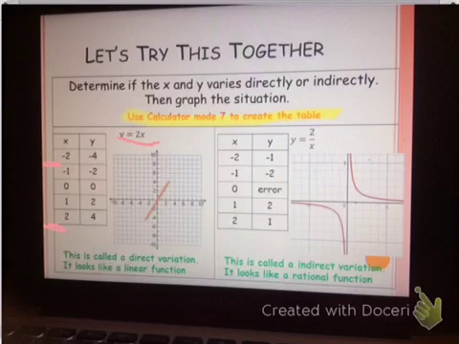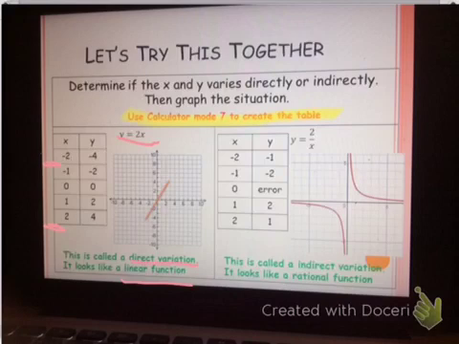Graph these points. And if you notice, this graph looks like a line. So a direct variation looks like a straight line, and a straight line is called a linear function. And if you look, as the x's get bigger, your y also gets bigger, or as your x's get smaller, your y's also get smaller. That's the relationship of a direct variation.